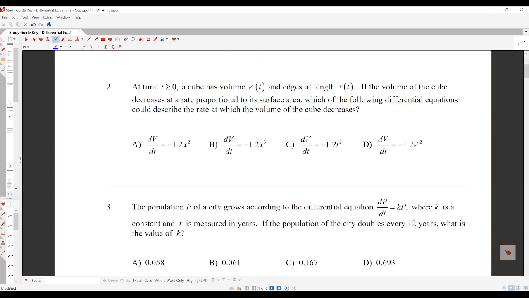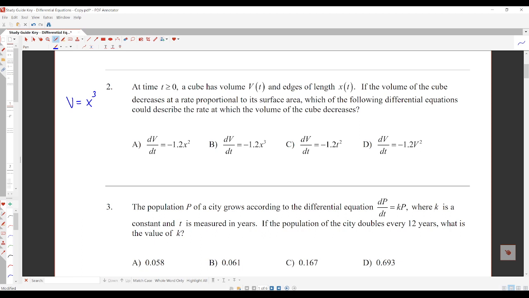Number 2: at time t greater than or equal to 0, a cube has a volume V of t and edges of length x of t. So the volume of a cube is just the edge cubed. If you're unsure, it's just length times width times height. And if they're all the same, it's going to be x times x times x, or x cubed.